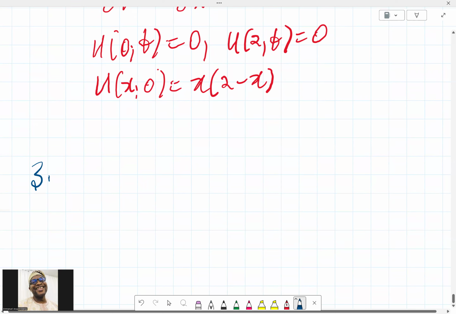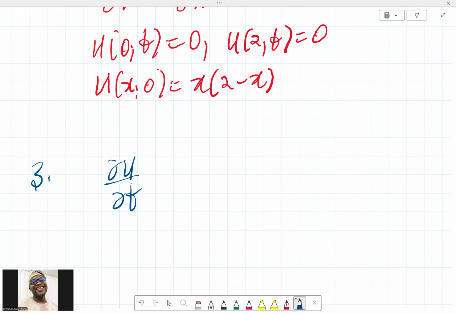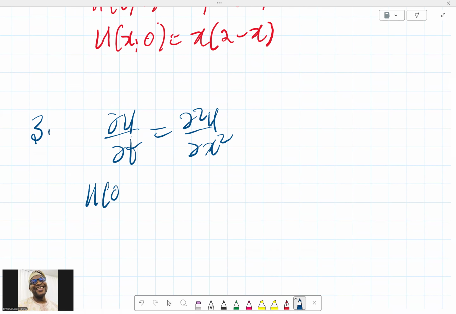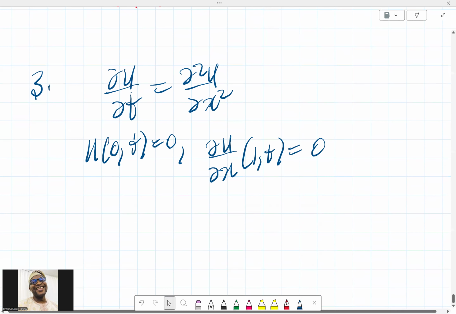Number three, you can have different length domains where L is arbitrary. Let's do this: partial u, partial t. You see the heat equation is the same, so what just differs is the length and the alpha squared, I think a thermal diffusivity or something. So u of 0 comma t is 0. Then here now we have partial u, partial x at 1 comma t is 0. And then we also have u of x comma 0 to be x.